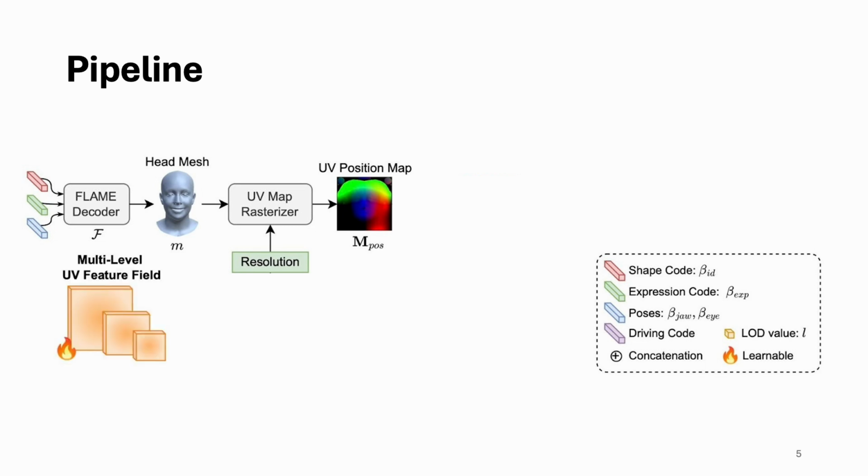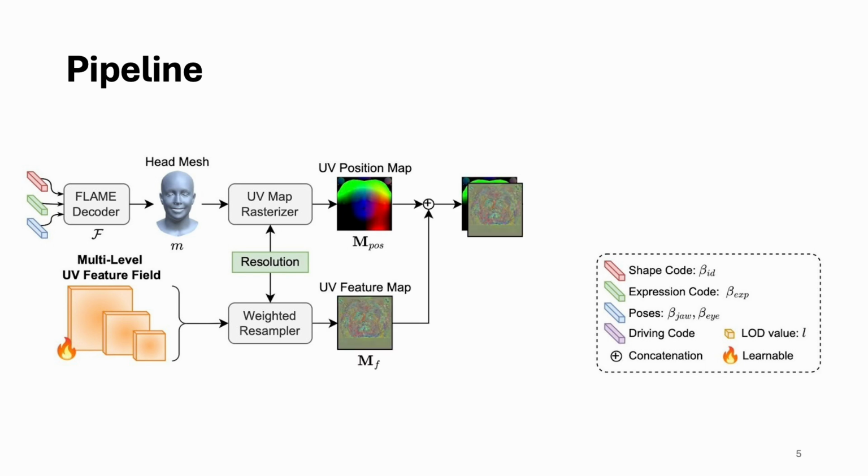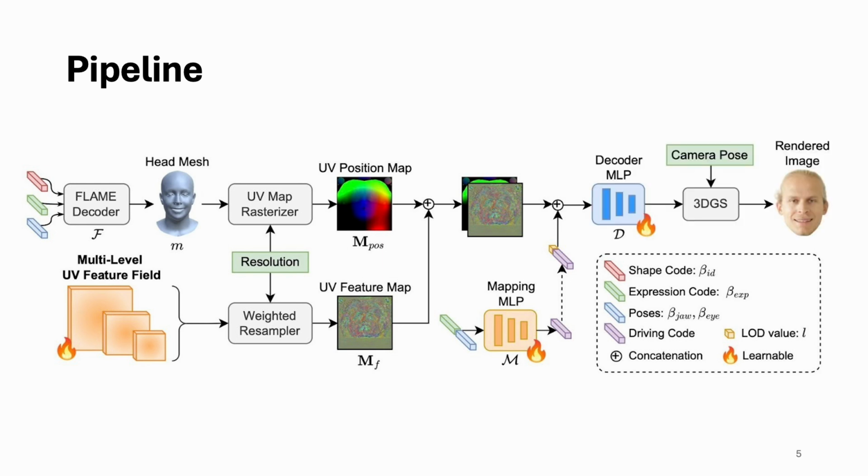We propose a learnable multi-level UV feature field along with a weighted resampler to sample the UV feature map with the same resolution as the UV position map. We train a mapping network to map the face and emotion-related codes to the driving code and concatenate it with the desired LOD value, and finally concatenate with our UV feature map pixel-wise. We train a decoder network to decode the 3D Gaussian attributes ready for rendering.